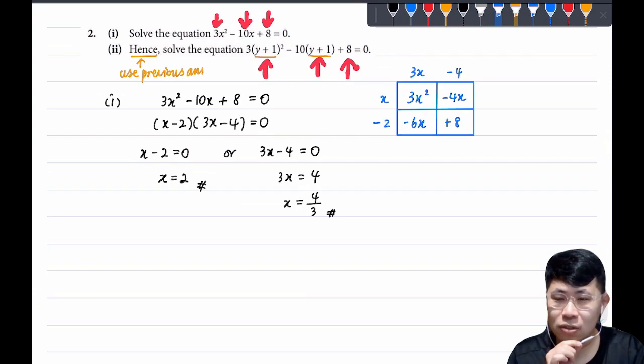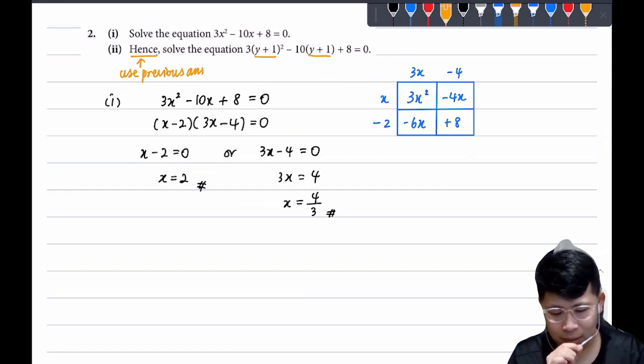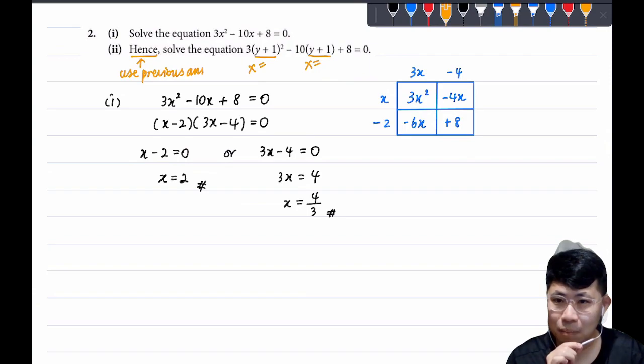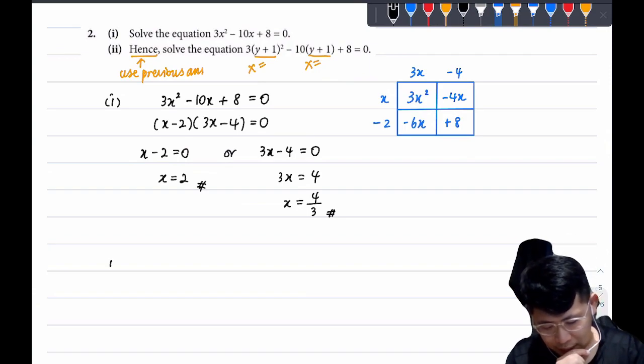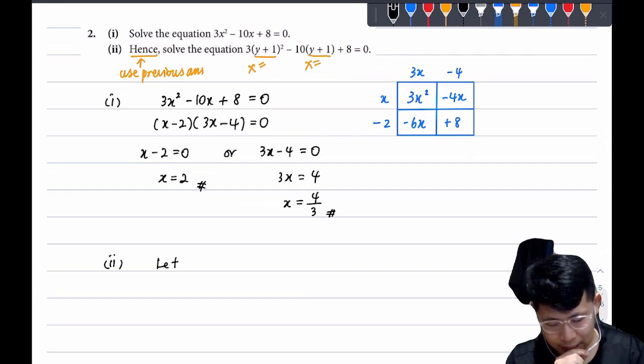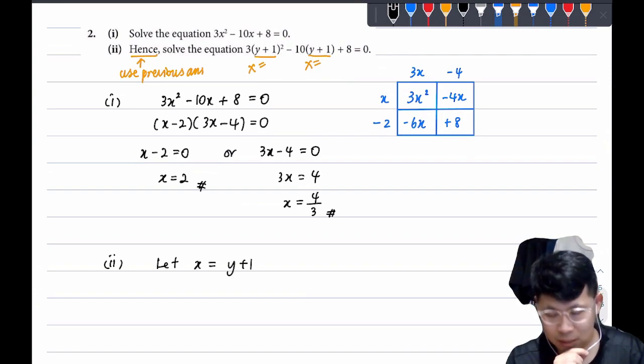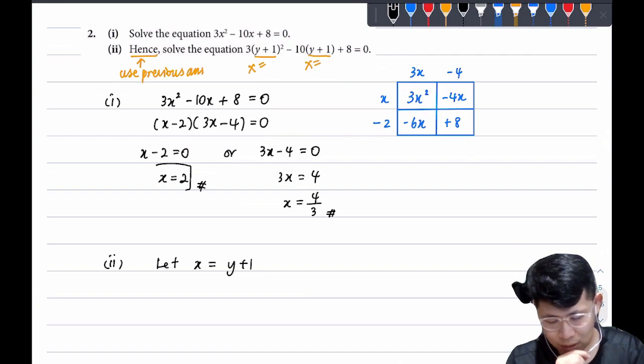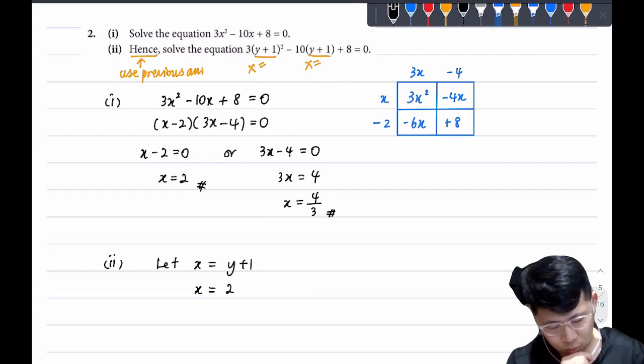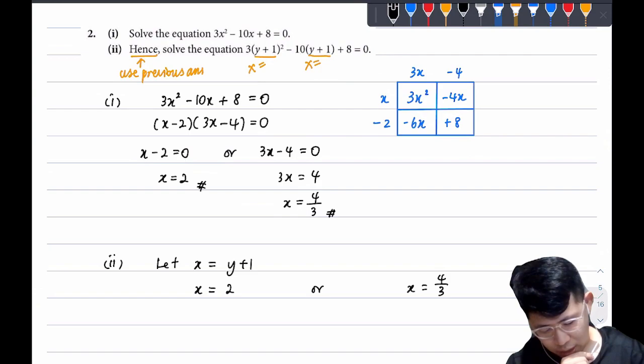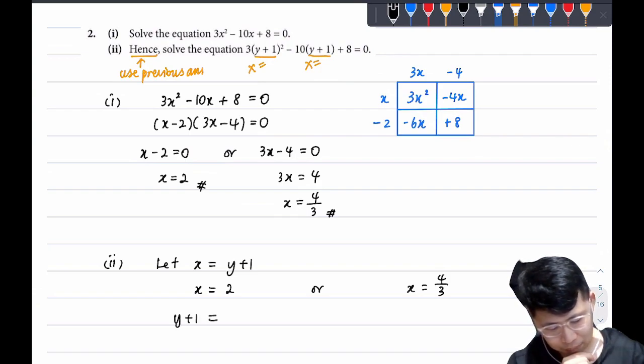So all the terms are actually corresponding to each other. They are the same as each other. So technically speaking, we can make x equal to y plus 1. Over here, we let x be equal to y plus 1, right? So based on the answer that we have previously, x is equal to 2 or x is equal to 4 over 3. So we change x to y plus 1.